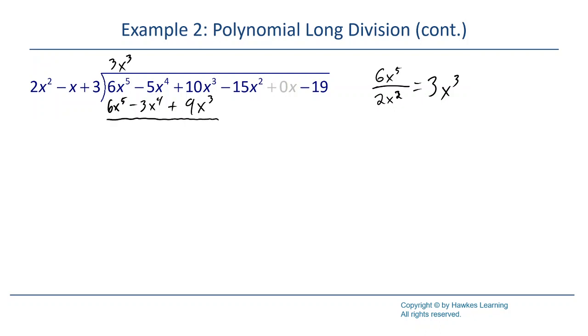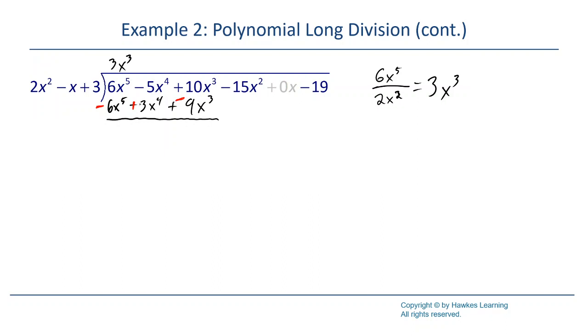So now we're going to subtract. And again, when you subtract, it changes every single sign. So 6x to the 5th becomes negative, minus 3x to the 4th becomes positive, positive 9x cubed becomes negative. And so when we do this, the whole point is, again, the first term should always cancel out. So this goes to 0, so we're good.